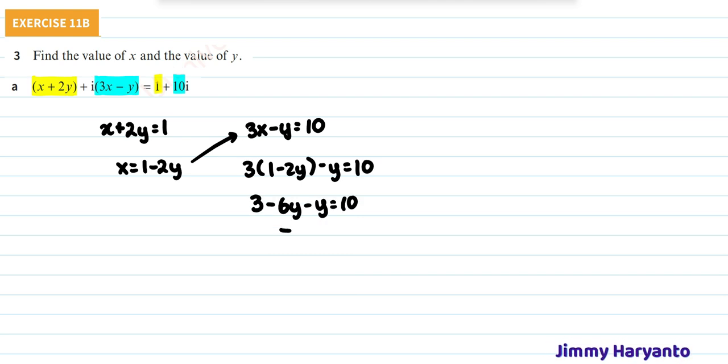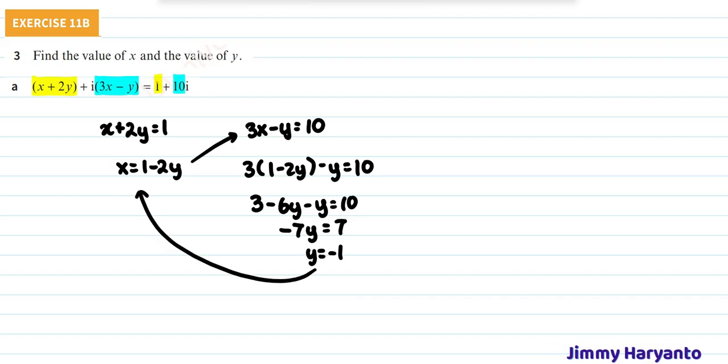I will move the 3. Simplify this, 7. So y equals negative 1. And then I will insert it into the x one more time. Like this. So you have 3 as the final result. So x equals 3 and y equals negative 1.